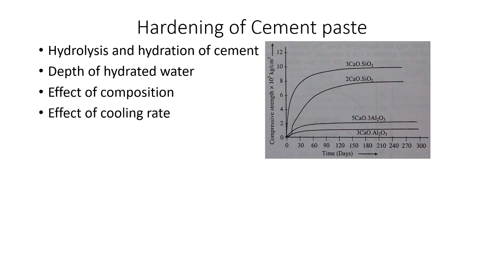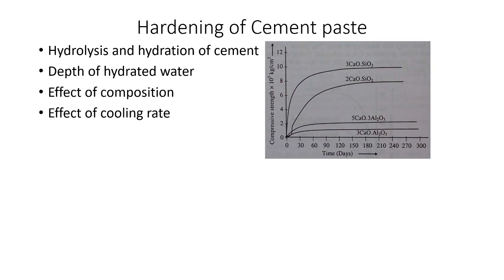Then effect of cooling rate. Slow cooling of clinker produces crystalline tricalcium aluminate, while fast cooling produces glassy phase. That was discussed in the case of rate of cooling of clinkers also. Cement having more glassy phase produces a satisfactory plastic paste, which develops good strength. So fast cooling gives you glassy phase, which is required for the development of strength.